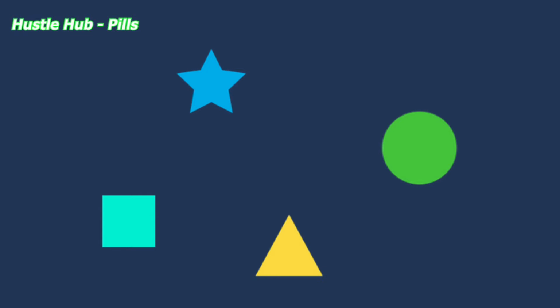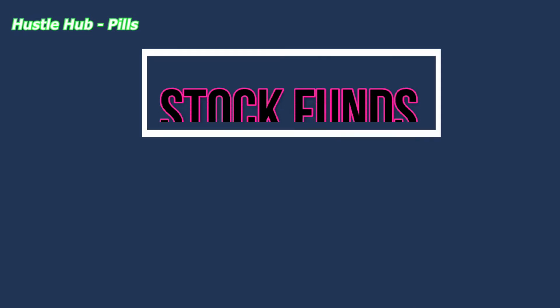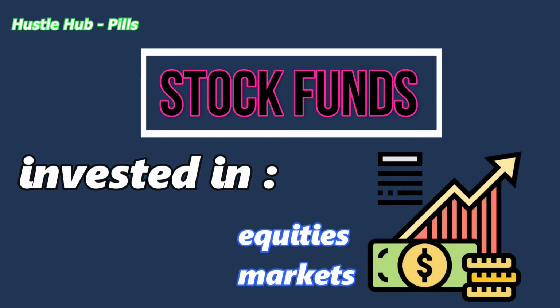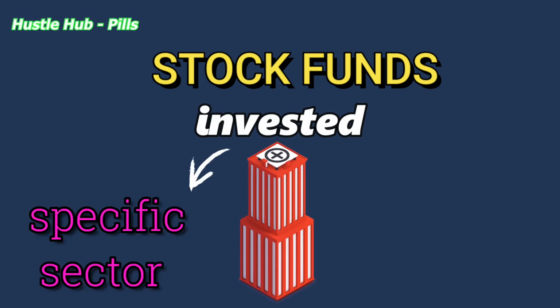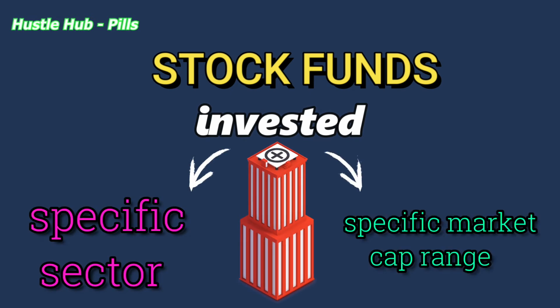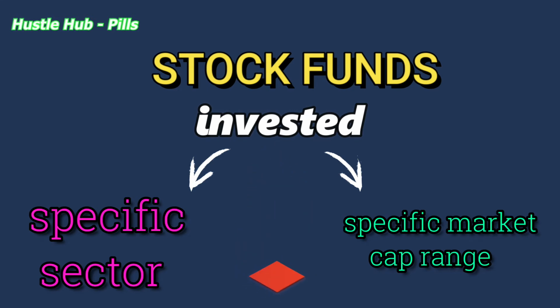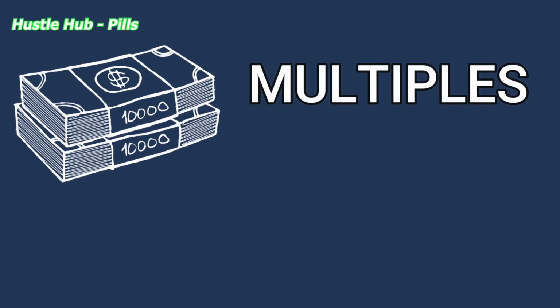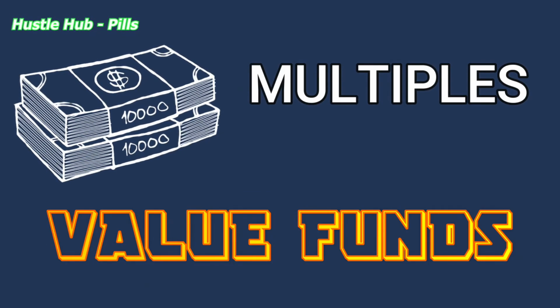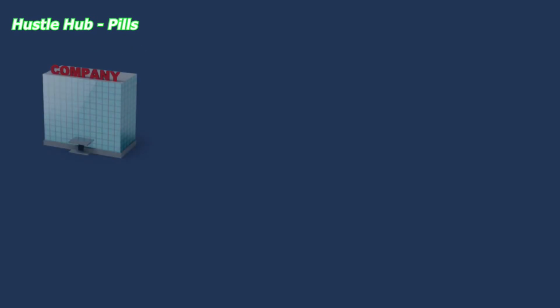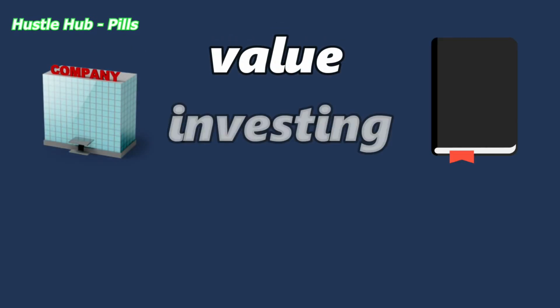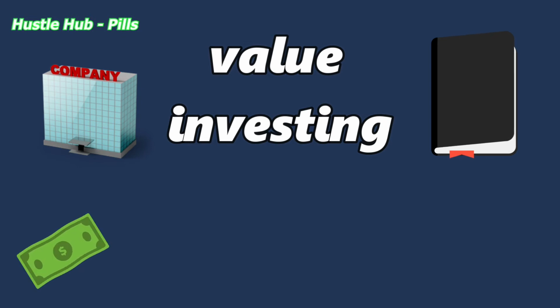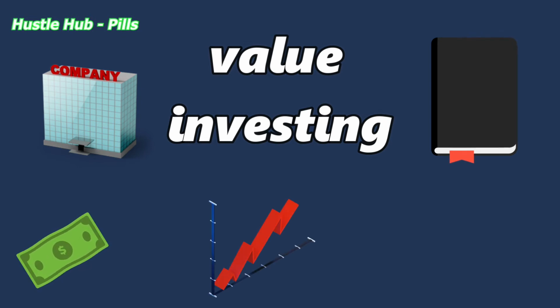There are different types of mutual funds. The stock funds are heavily invested in the equities markets. They can be invested in companies in a specific sector or with a specific market cap range. There are also funds that invest in companies with particular multiples, like the value funds, that look for companies that follow value investing guidelines, and there are also funds that are focused on companies with high dividends.